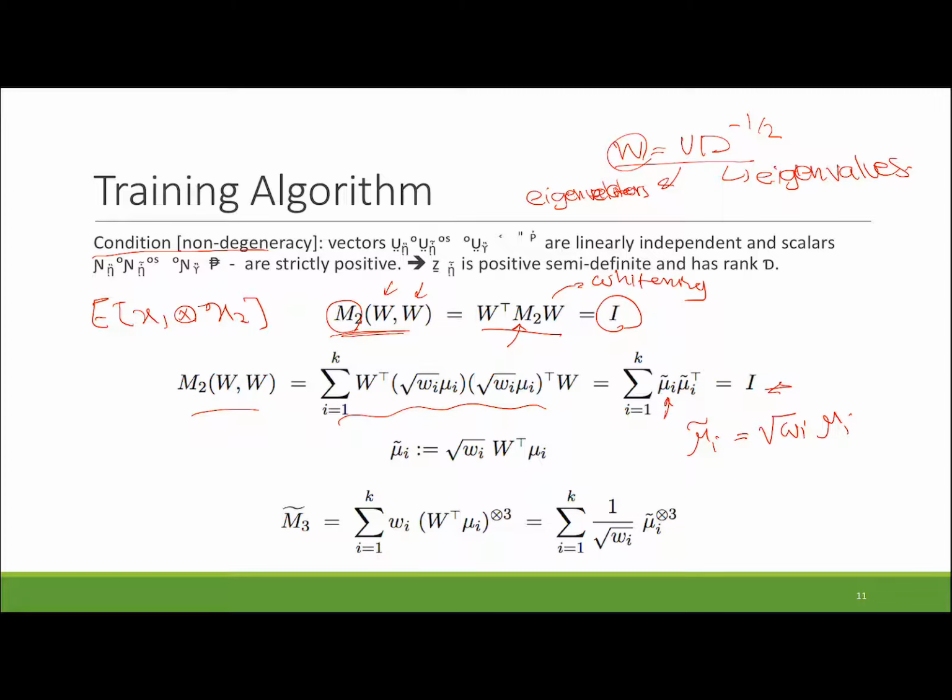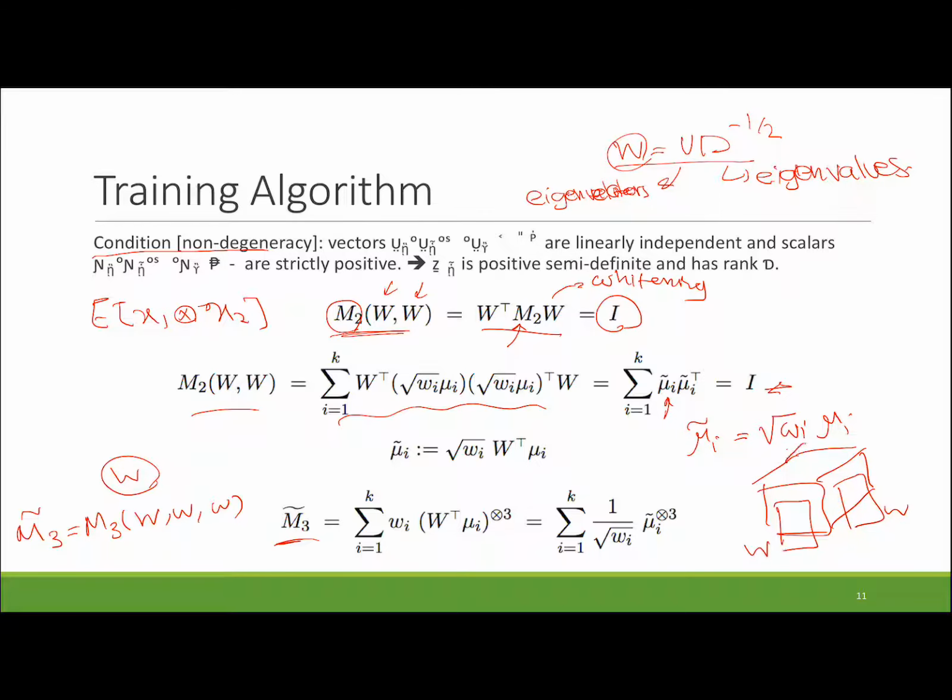And I can use this matrix W to project down my M3 tensor. So M3 tilde is defined as M3 (W, W, W), which means that I'm hitting M3 from 3 different directions with this matrix W and projecting it down to the K by K by K dimensional subspace. So here's one W, another W, and W, right?